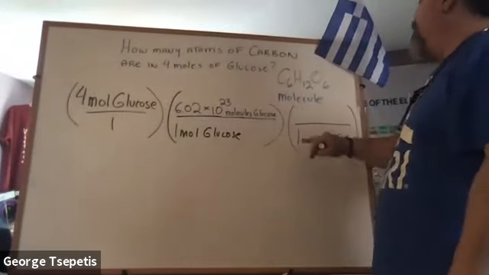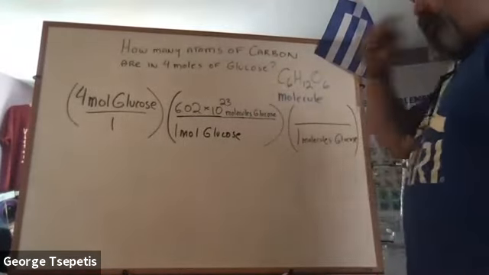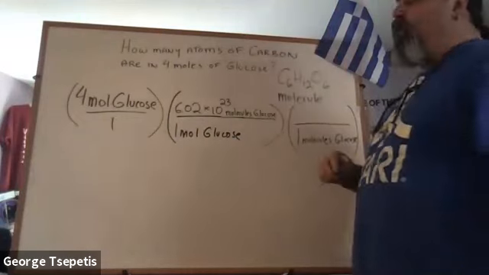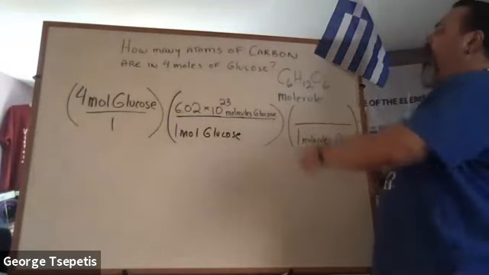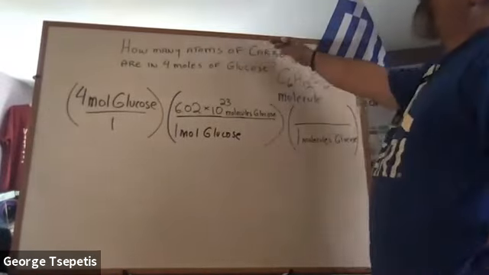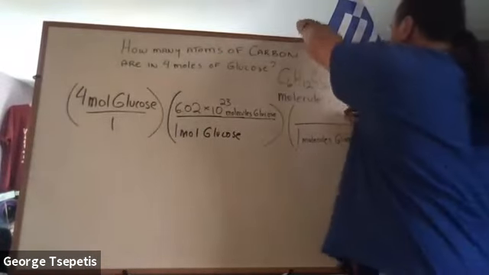We want to cross out our molecules of glucose. But now we have to think to ourselves, what is the relationship between molecules of glucose and atoms of carbon? Is there one? See how there is. Ready? So what we're going to first do is at least put in our unit. Get that out of the way.